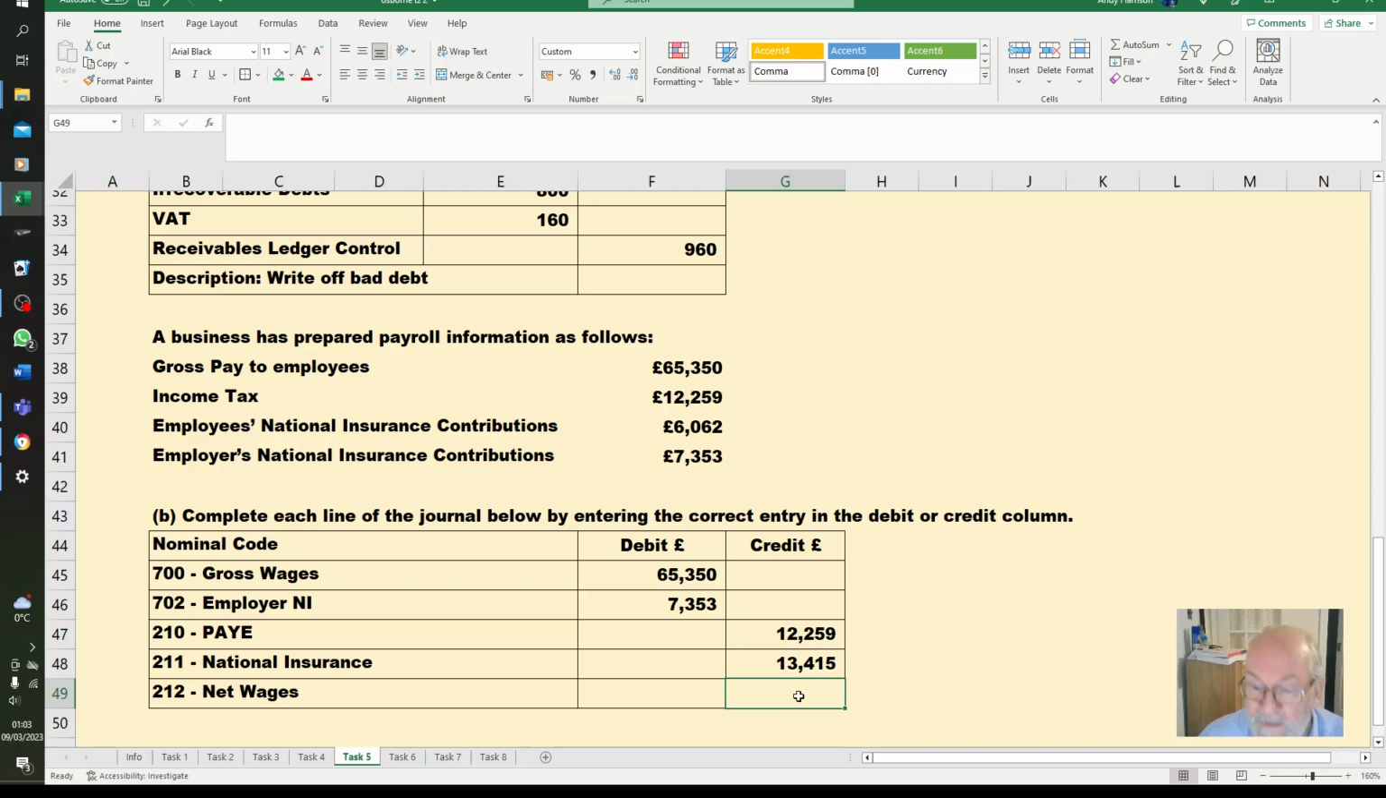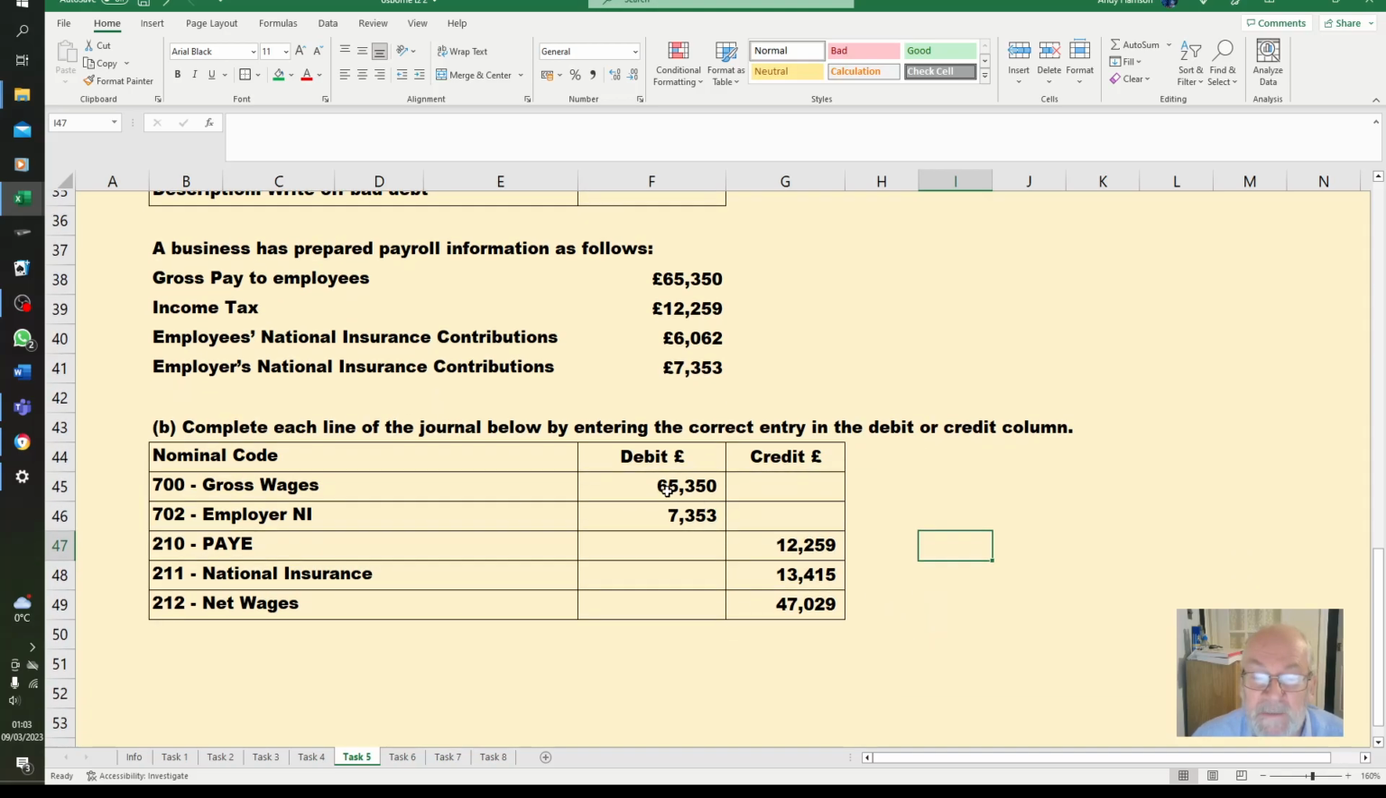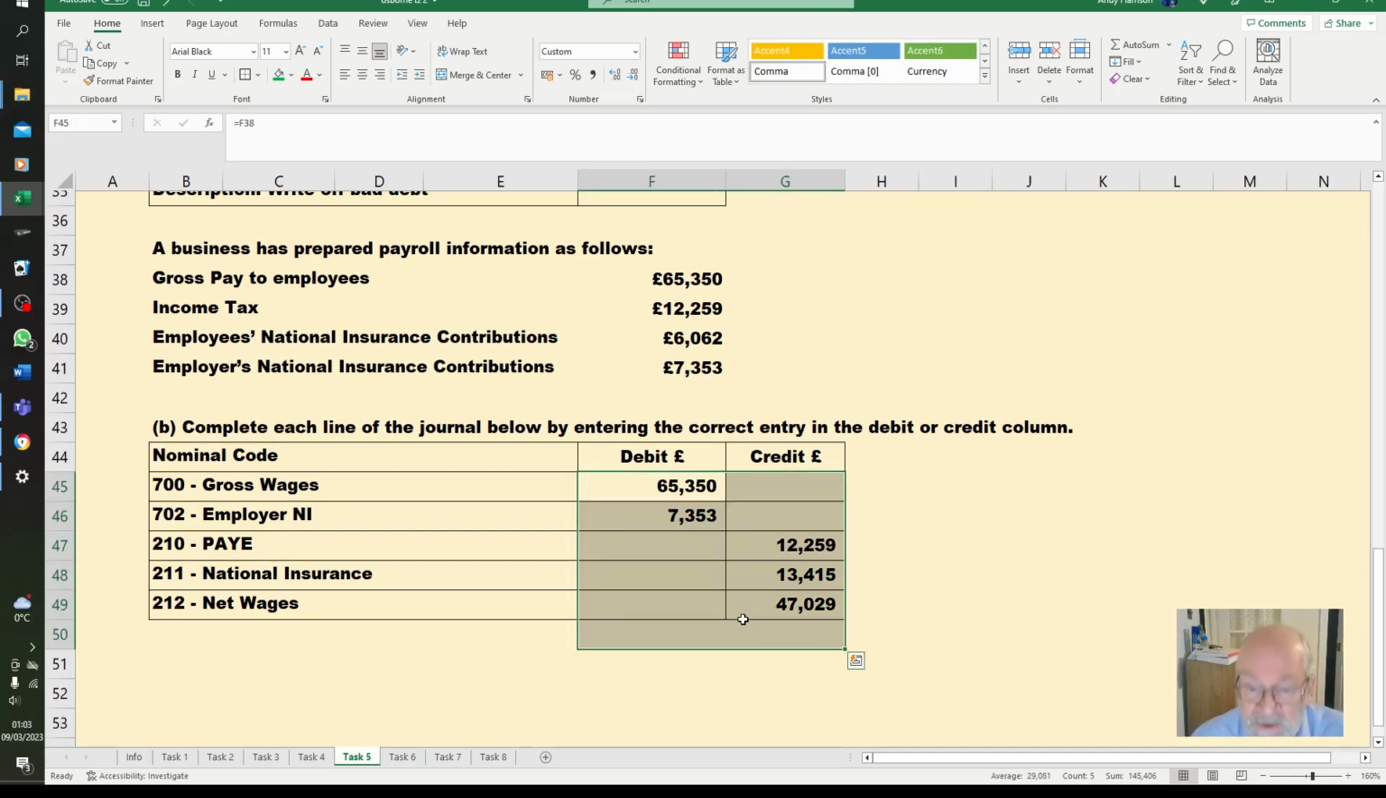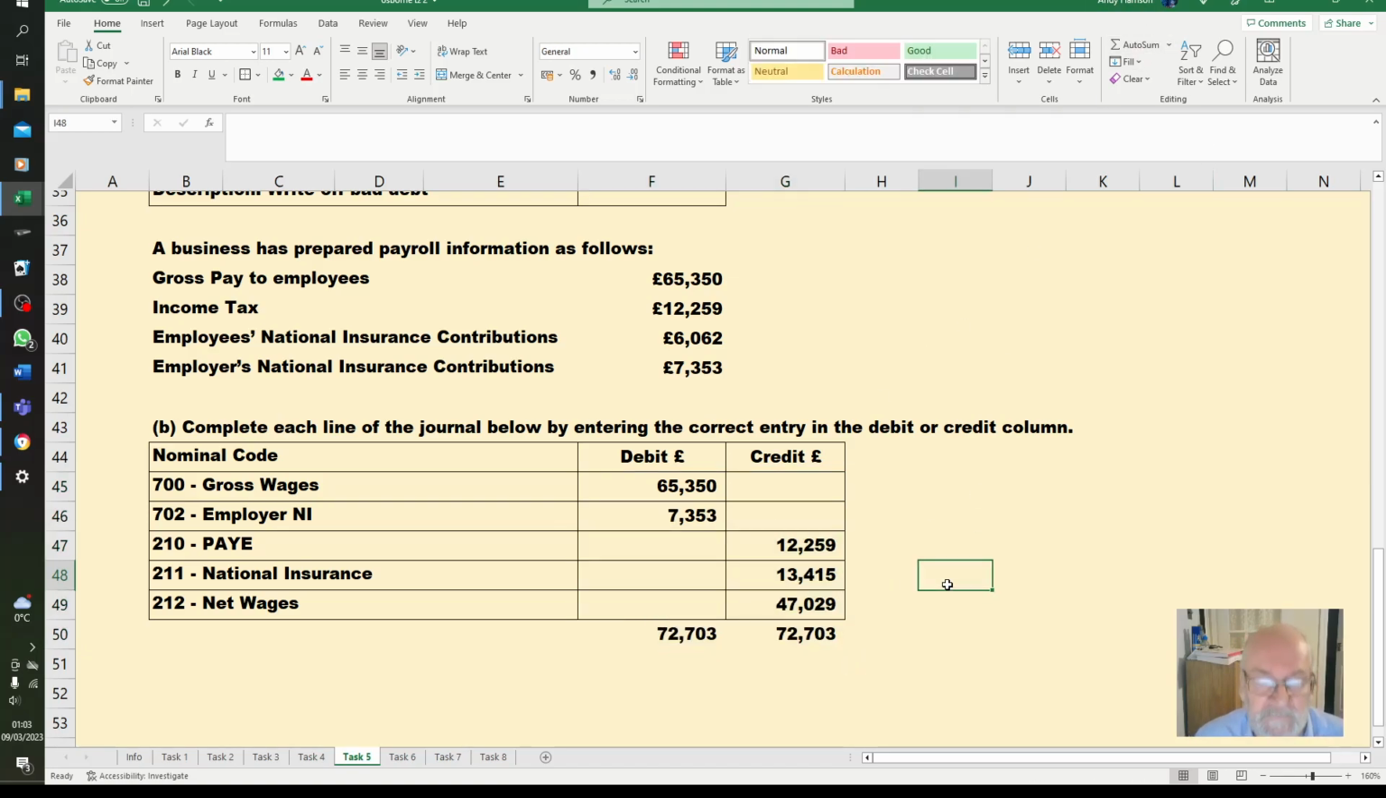And then our net wages will be our gross pay minus the deductions. So minus the income tax and minus the employee's national insurance. You can't do this on your paper but I can do it on here and show what you could do on a bit of paper or on your calculator. Of course those two should balance.